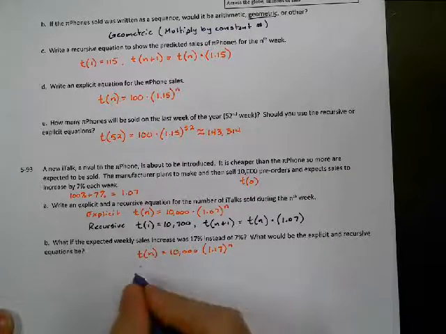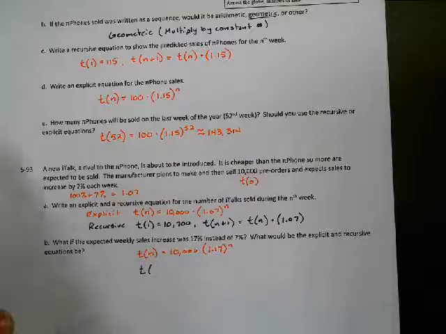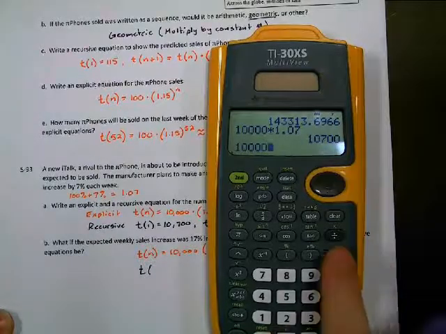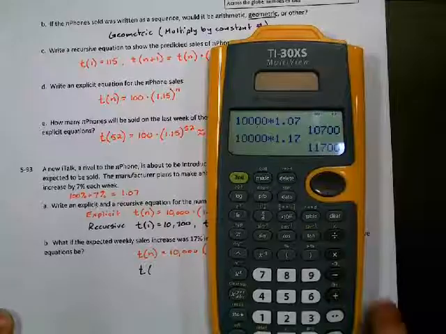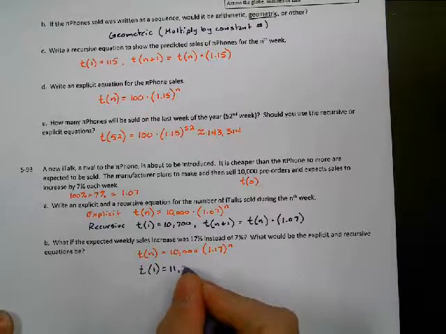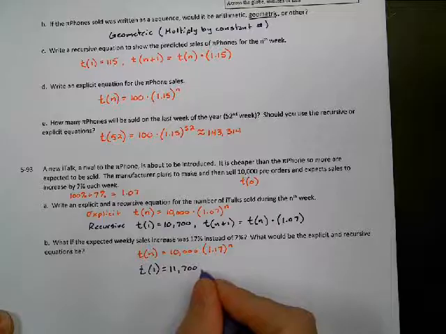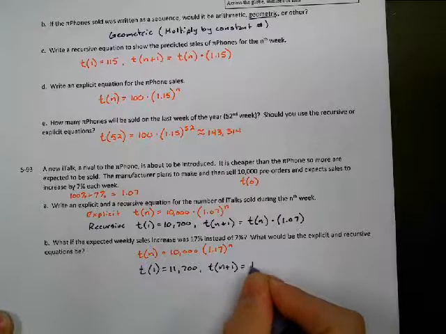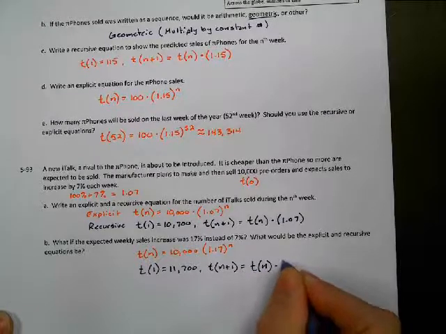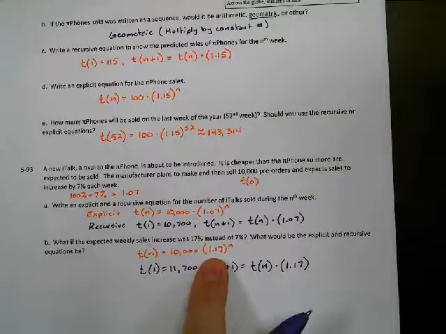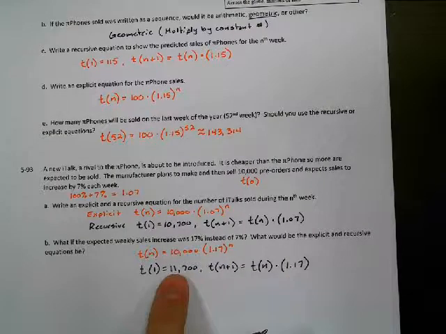We'd still have T of 1, but it would not be 10,700. We'd have to say 10,000 times 1.17 and get 11,700. So T of 1 would be 11,700. And then to get to the next term, T of n plus 1, we would take the previous term, T of n, and then multiply by 1.17. So in the explicit formula, all we would change is the multiplier. In the recursive formula, we would change the multiplier and we would change T of 1, because that would change the first term.